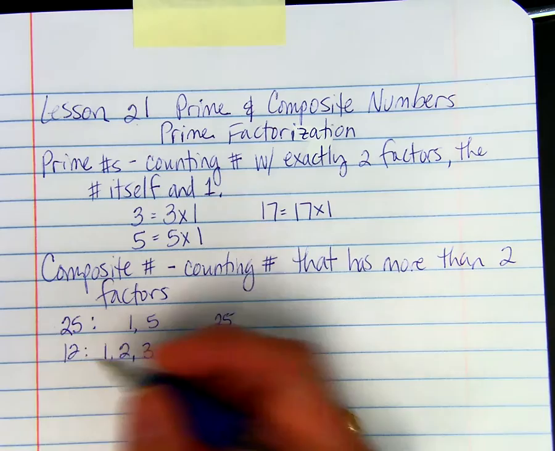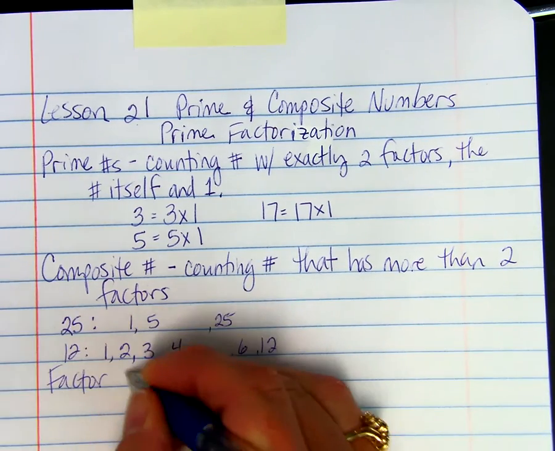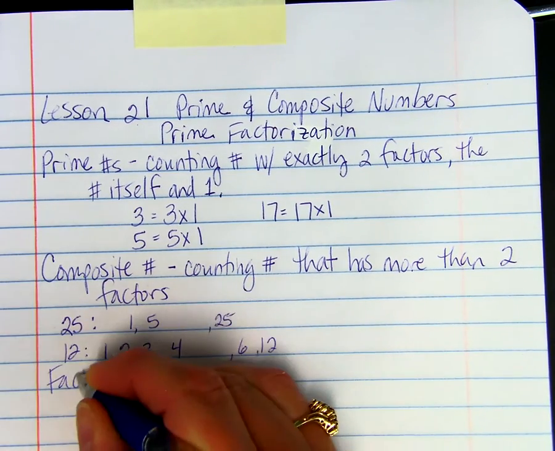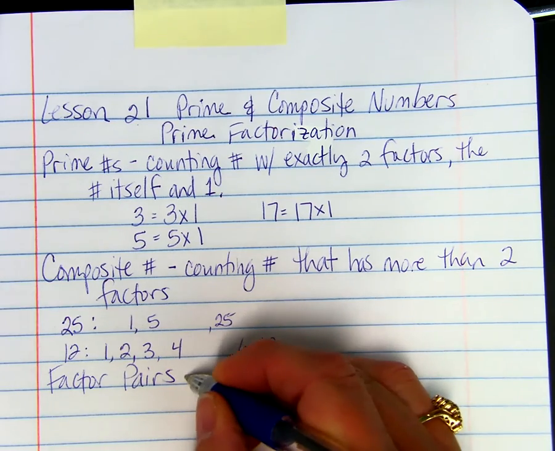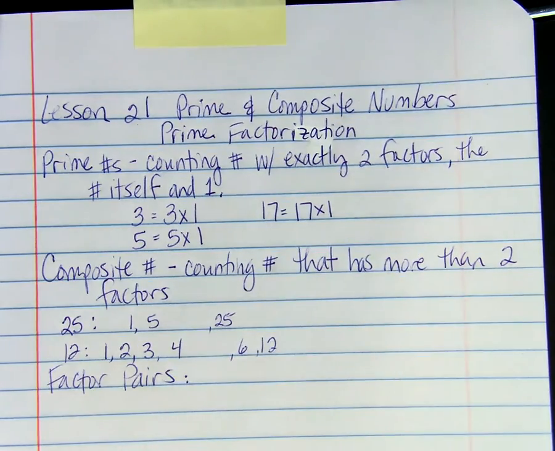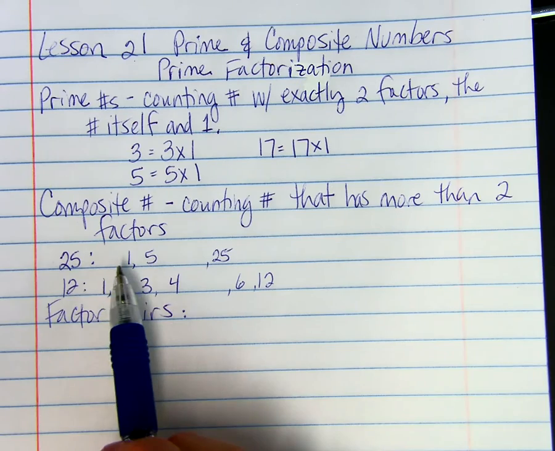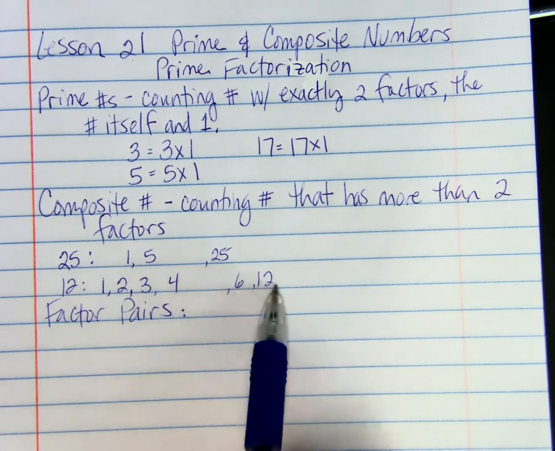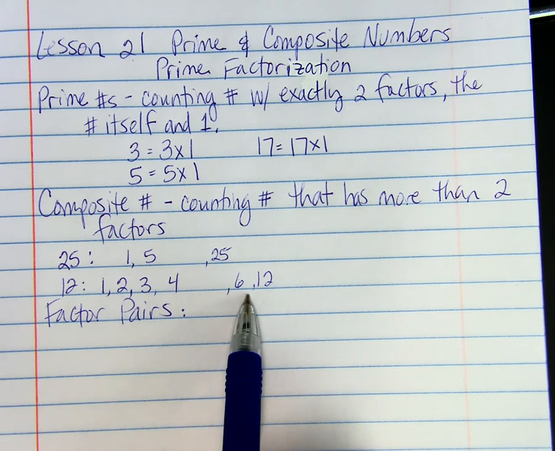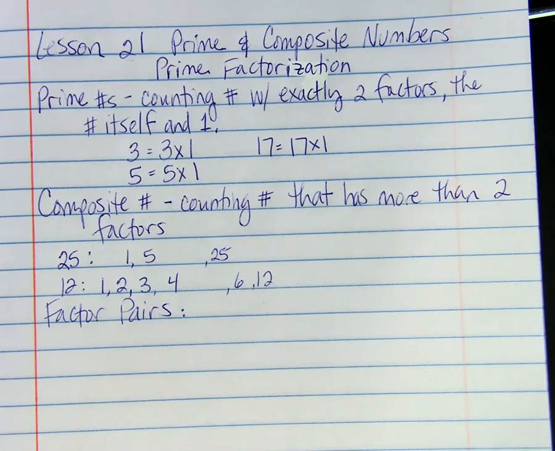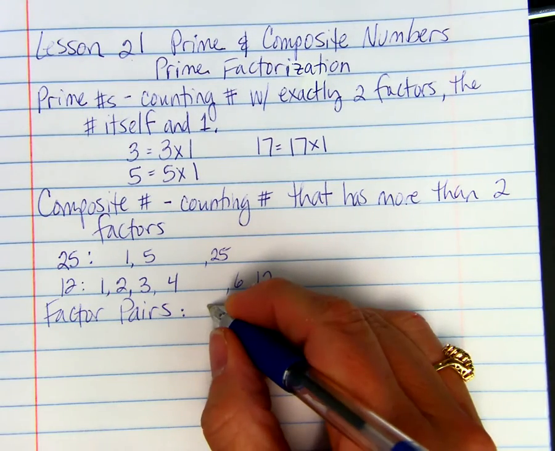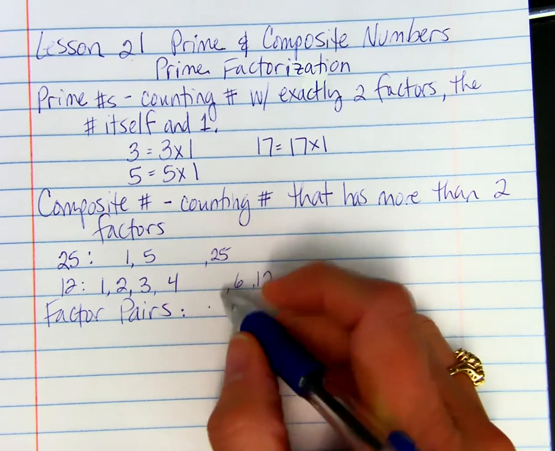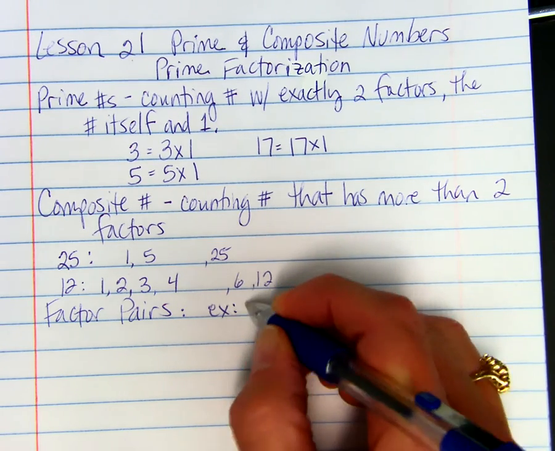So factor pairs are the two numbers that go together. So when we're writing out our factors, the 1 and the 12 would be considered a factor pair. The 2 and the 6. So the way I can explain this, I guess, is through an example.